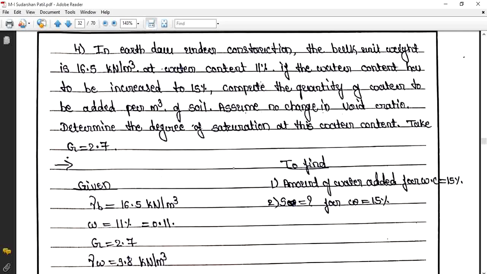If the water content has to be increased to 15%, it means 11% water content is already there, and we need to increase this 11% water content to 15%. Compute the quantity of water to be added per meter cube of soil. Assume no change in void ratio. Determine the degree of saturation at the water content. Take G equal to 2.7.